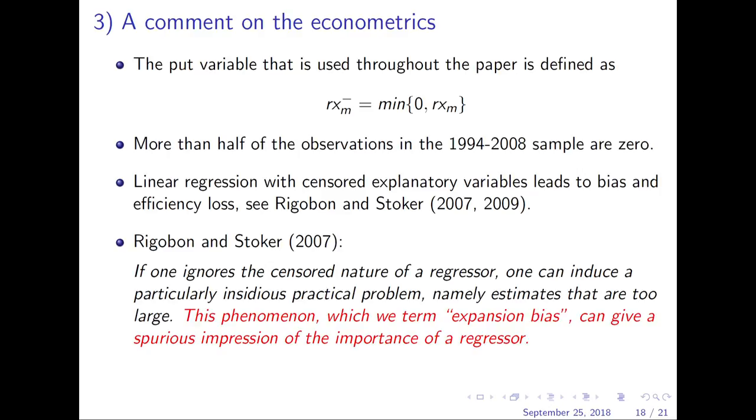And Rigobon and Stoker in their 2007 paper put this nicely. They say, if one ignores the censored nature of a regressor, then one can deduce a particularly insidious practical problem, namely estimates that are too large. The phenomenon, which we term expansion bias, can give a spurious impression of the importance of a regressor. And quite ironically, they actually label this expansion bias in the context of this.